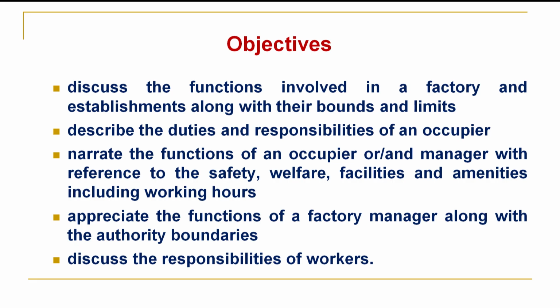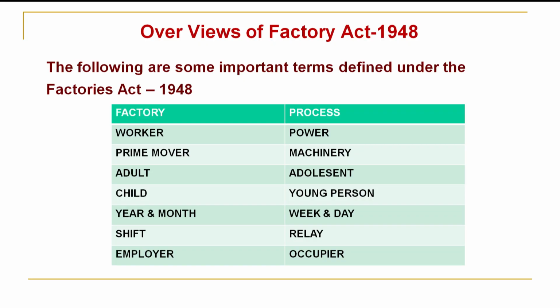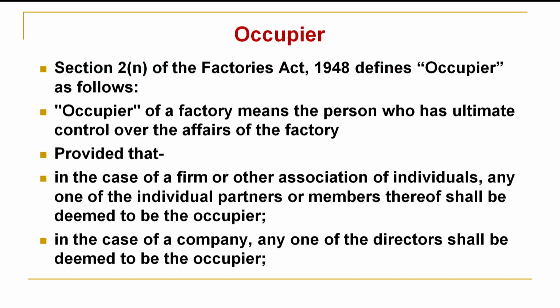So what are the various functions of factory managers within his boundaries? And discuss the responsibilities of workers. Workers also must have some specified responsibilities to achieve industrial safety. These are the important terms frequently used in the Factory Act 1948: factory, worker, prime mover, adult, child, year and month, shift, employer, process, power, machinery, adolescent, young person, week and day, relay, occupier.